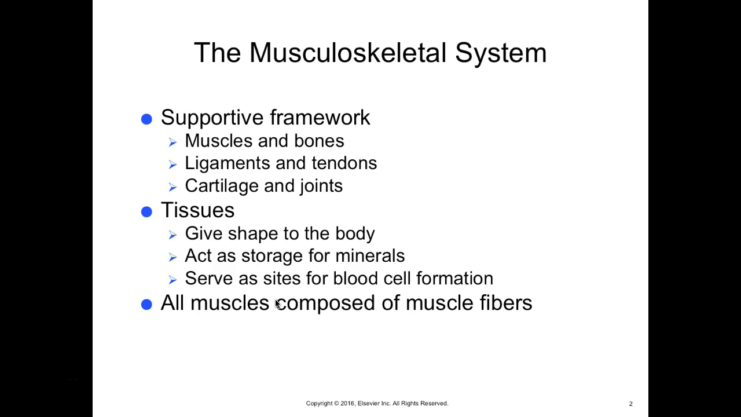So, the musculoskeletal system, the reason we put the muscular system and the skeletal system together is because they're complementary to each other. Then we also have ligaments and tendons, cartilage and joints. And then the tissues, they give shape to the body, act as storage for minerals, serve as sites for blood cell formation, and all muscles are composed of muscle fibers.